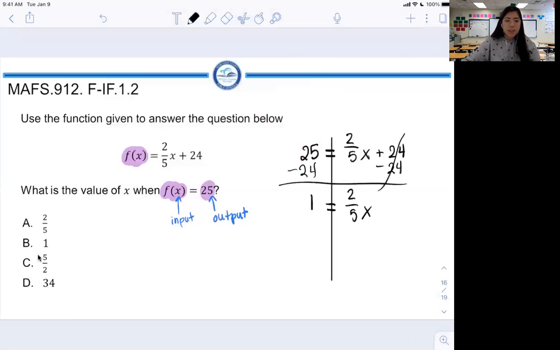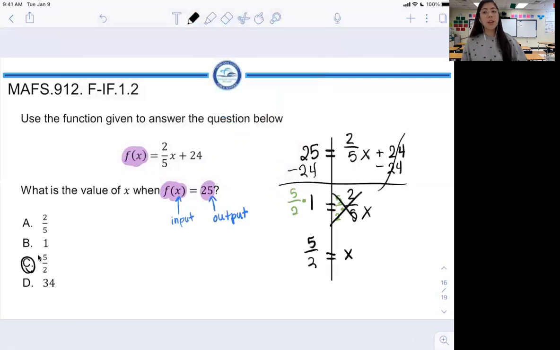How do I get x by itself? I have this fraction here. Good, we're going to multiply by the reciprocal. So 5/2, which cancels out my fraction. And I'm left with x equals 1 times 5/2, which is just 5/2. Answer choice C.